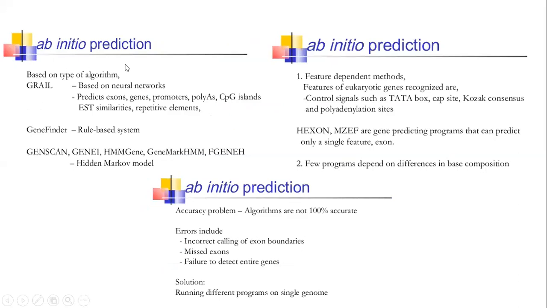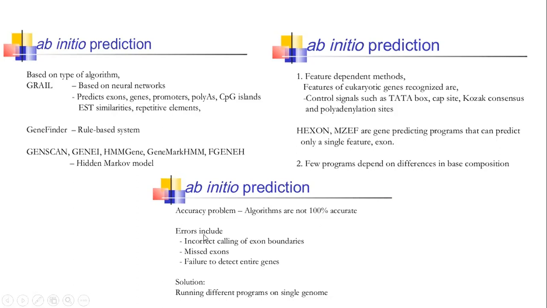For example, if you take the ab initio prediction method, there are some algorithms that are used. That's called GRAIL, Gene Finder, Gene Scan, and some other models are here. One of them is called GRAIL, which is based on neural networks. It predicts exons, genes, promoters, CpG islands, and a few other repetitive elements. And the features of them are dependent on prokaryote or eukaryote. Again, a few programs are different in the base composition also, it changes. Mainly the accuracy is not 100% per se.